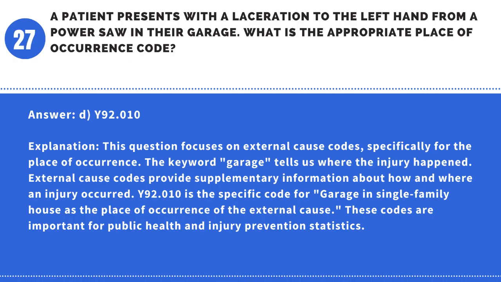Y92.010. This question focuses on external cause codes, specifically for the place of occurrence. The keyword garage tells us where the injury happened. External cause codes provide supplementary information about how and where an injury occurred. Y92.010 is the specific code for garage in single-family house as the place of occurrence of the external cause. These codes are important for public health and injury prevention statistics.